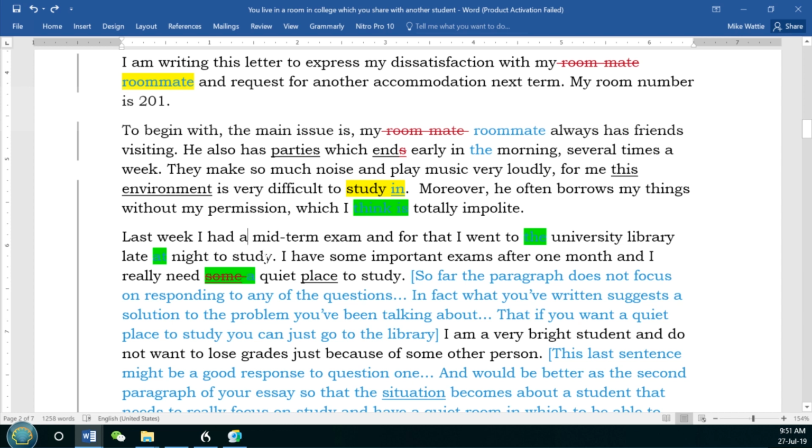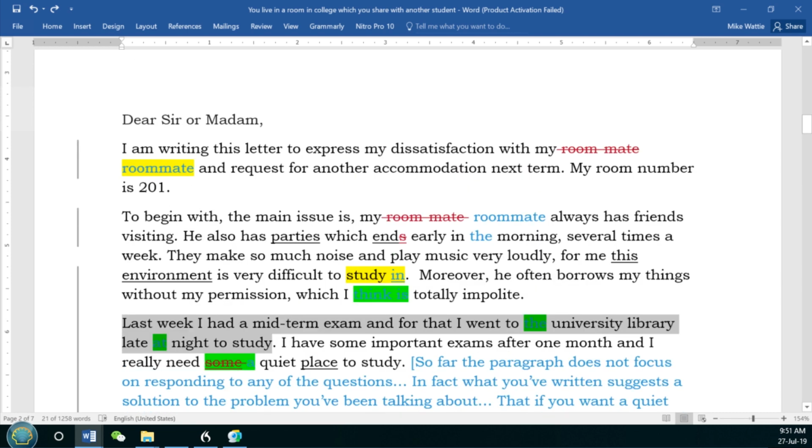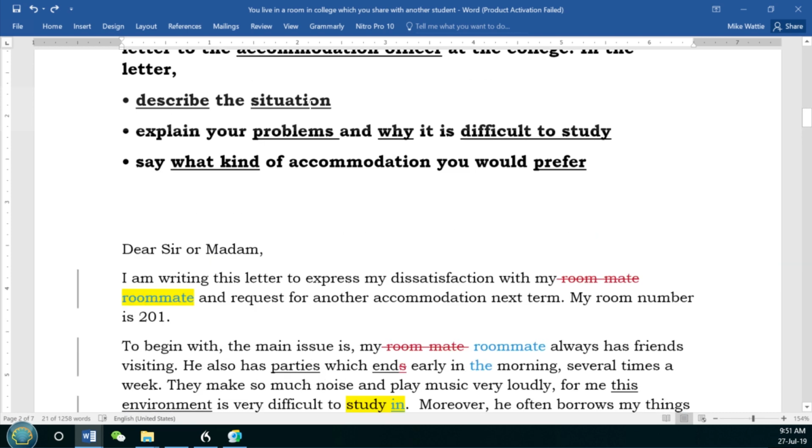Well, let's have a look at the first sentence. Let's see if we could guess what the paragraph is about from the first sentence. Last week I had a midterm exam, and for that I went to the university library late at night to study. Well, that doesn't seem to be responding to any of these. It's really like a solution to the problem, which was not requested. You're not asked to give a solution, and by giving a solution it makes the problems become less.